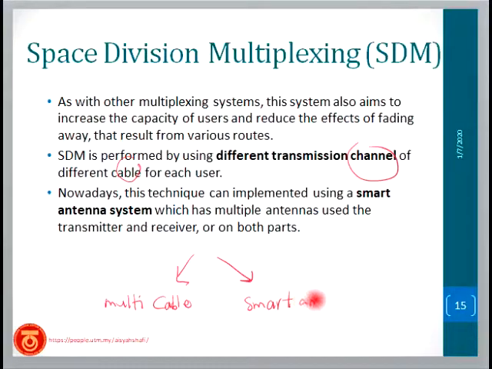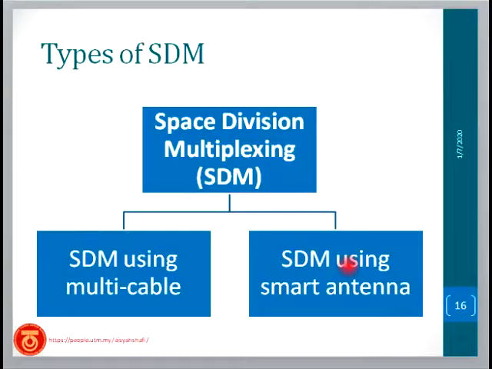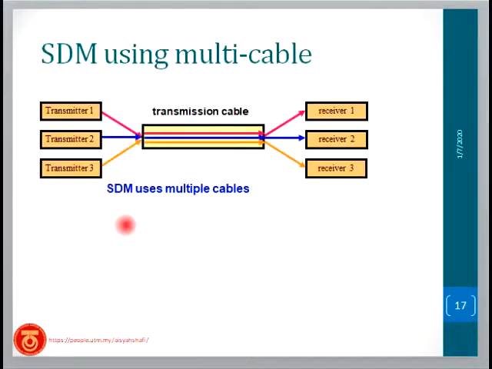Okay, as I figure here, there are two: multi cable and smart antenna. For the multi cable, we have many transmitters combined together using the multiple transmission cable, and then many signals can be transferred at one time.